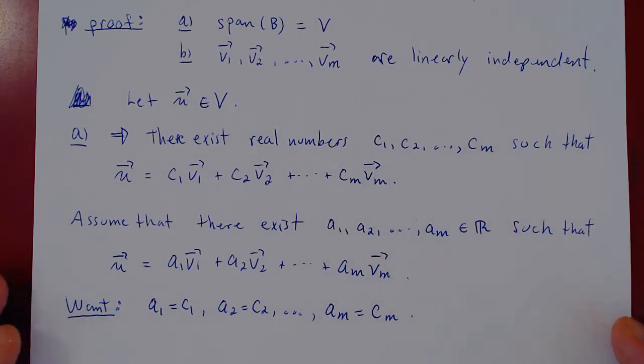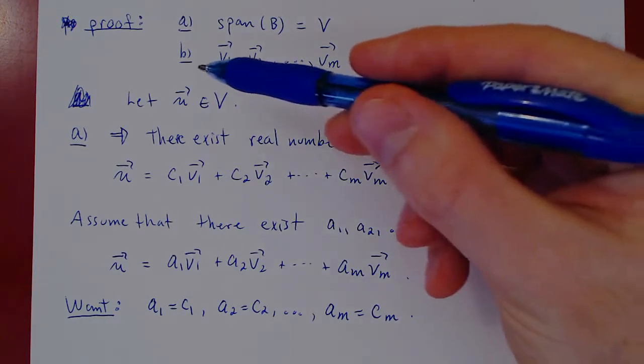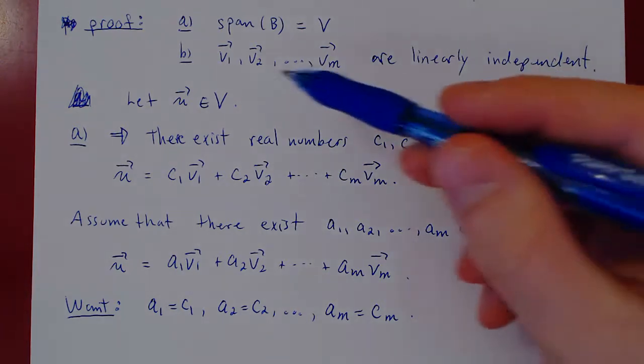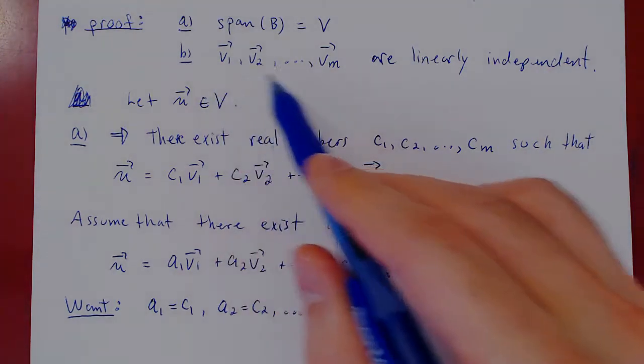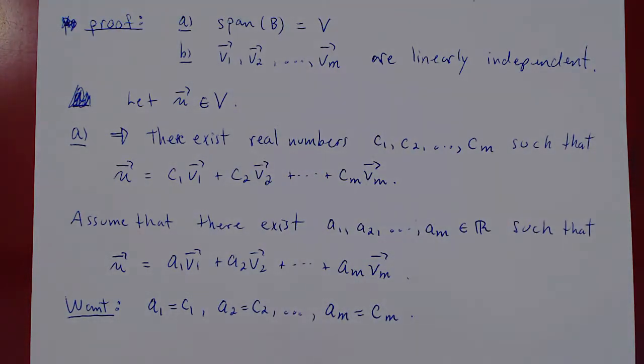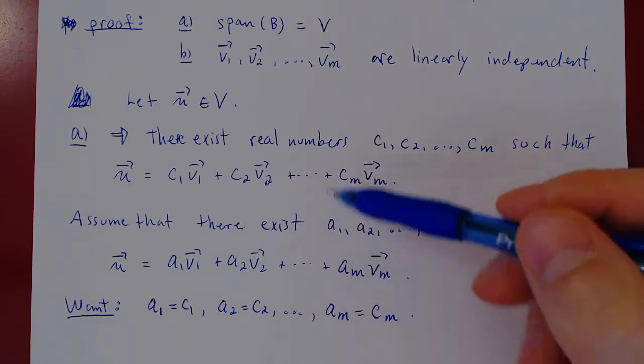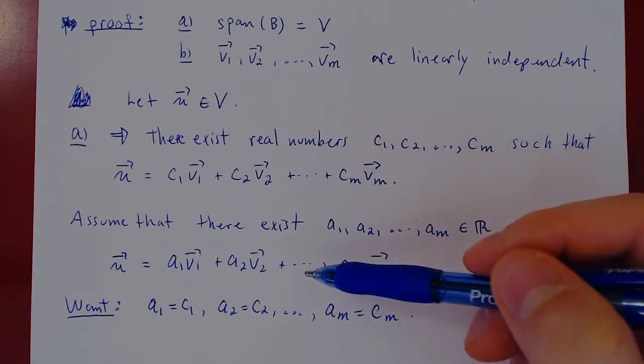Well, how do we prove this? We'll have to use, obviously, property B, the fact that the vectors v1 through vm are linearly independent. If you remember the definition, vectors are linearly independent if the only way to get to the zero vector with a linear combination of these vectors is by the trivial solution, therefore every coefficient must be equal to 0. So we'd like to build a zero vector from these two combinations.